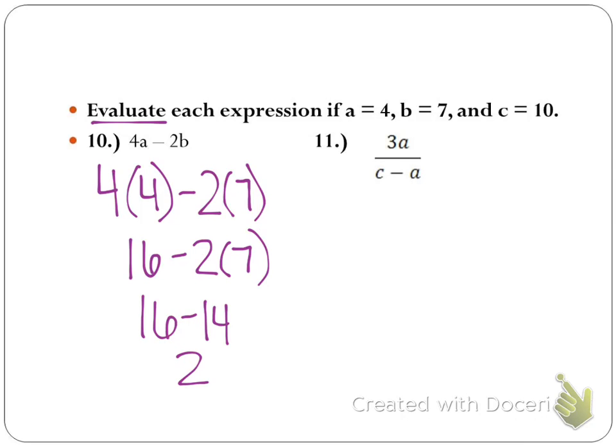On 11, we also substitute. 3 times 4. All of that is being divided by, we got to plug in the C minus the A. So 10 minus 4. Start working it out sideways so I have enough room.